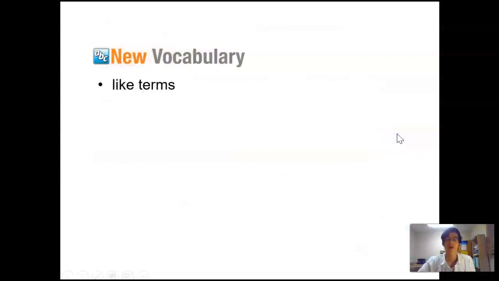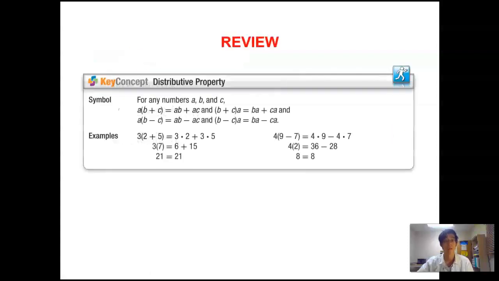Okay, so we're going to use vocabulary like terms, simplest form, and coefficients. And I'll talk about this as we go along. So let's look at this. This is the distributive property once again. I use the same example from the table before, but practically if I have a factor right here, I can multiply it times each term in the parentheses like that.